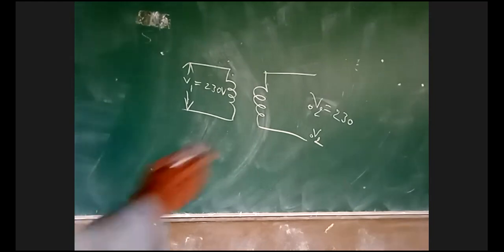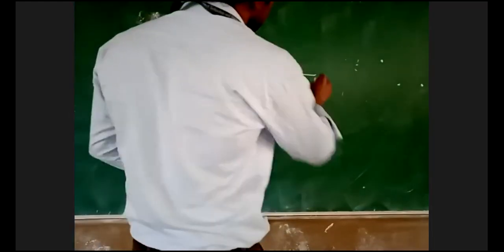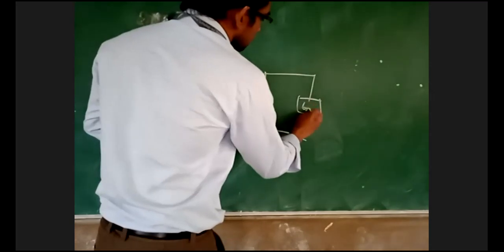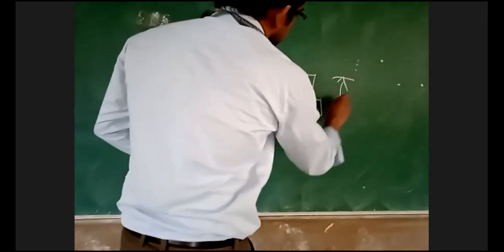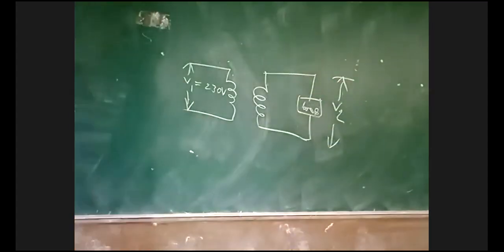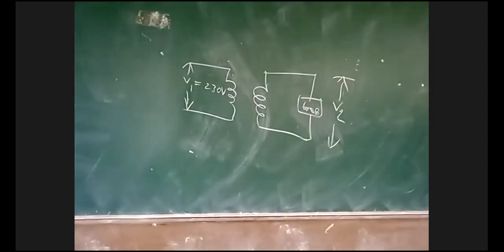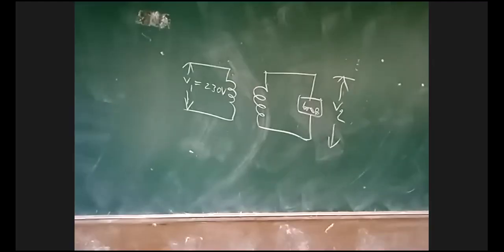Now I am applying the load here. Now I am placing the load. This is on load. When you place the load, the load will draw current. Suppose in your house you switch on the fan, will current flow in the fan or not? Yes, the fan will draw current. Now current is flowing in the load.